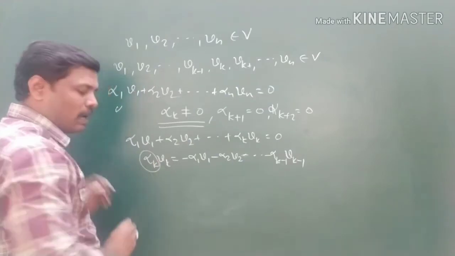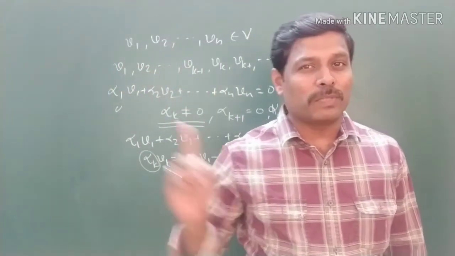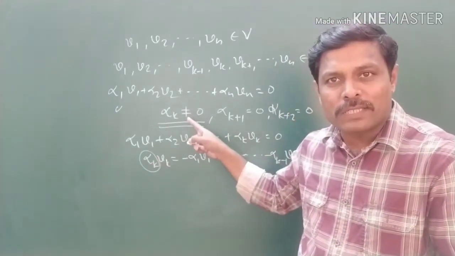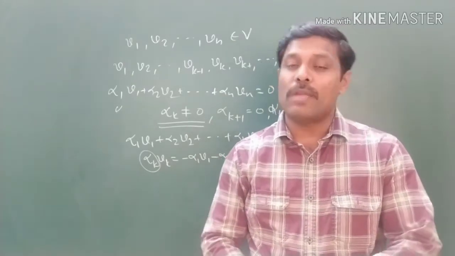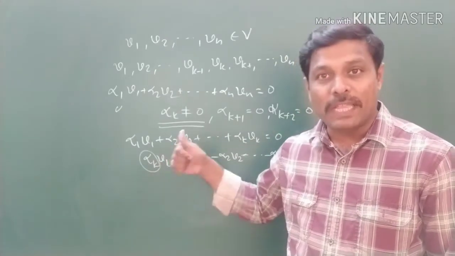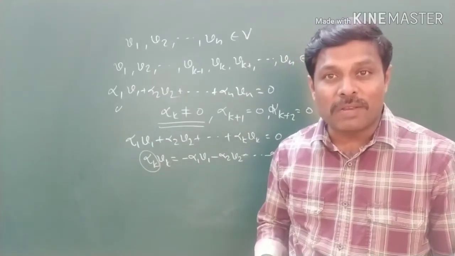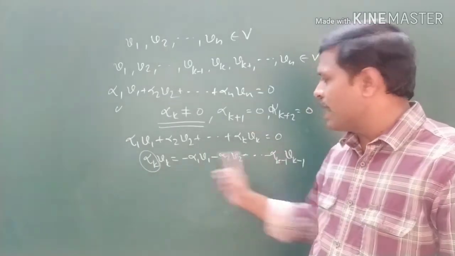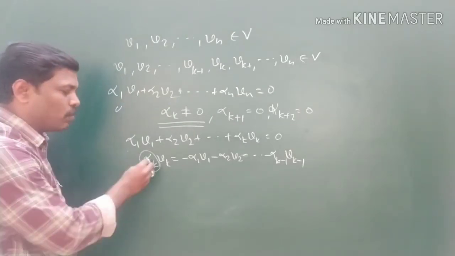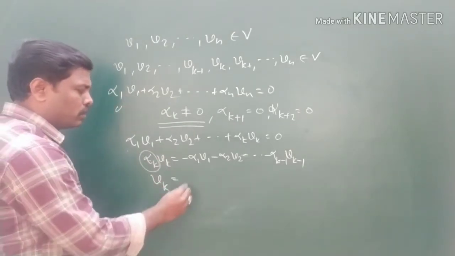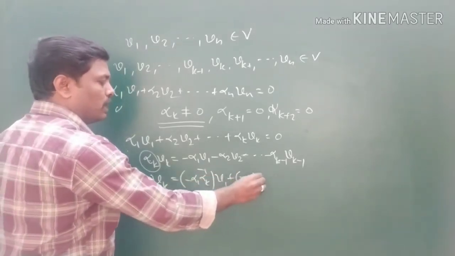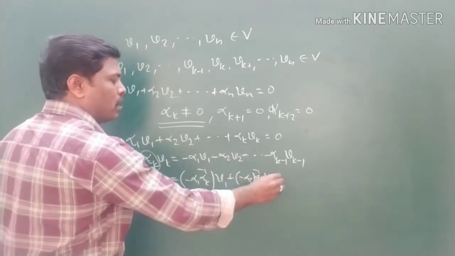Look at this element. This is a scalar from the field F. F is a field. This is not equal to 0. Already we have considered that, and we know that in a field every non-zero element possesses its multiplicative inverse. That means the inverse of alpha k exists in F, so we can take its benefit. Just take alpha k inverse and multiply to both sides, we will get alpha k inverse into alpha k, that is the multiplicative identity, 1 into vk is vk, is equal to minus alpha 1 alpha k inverse v1 plus minus alpha 2 alpha k inverse v2, and so on.